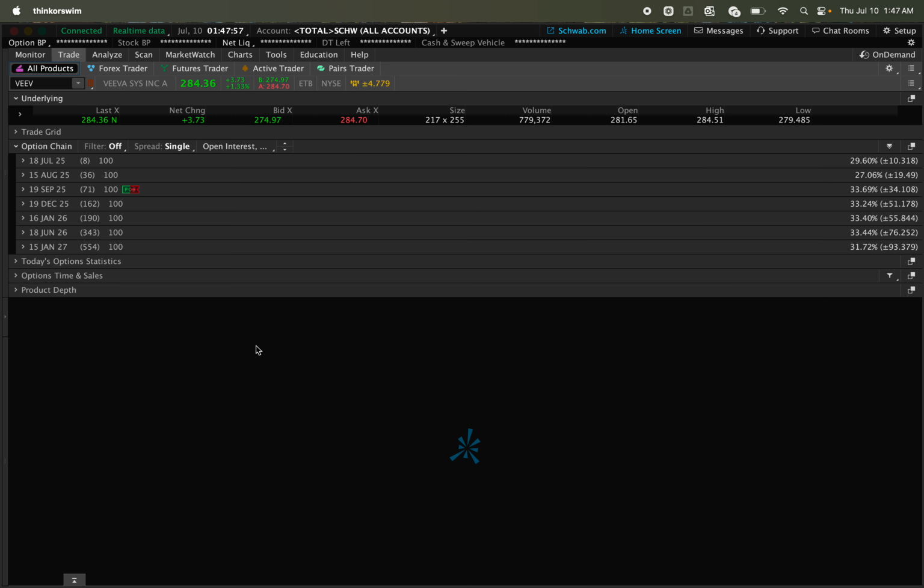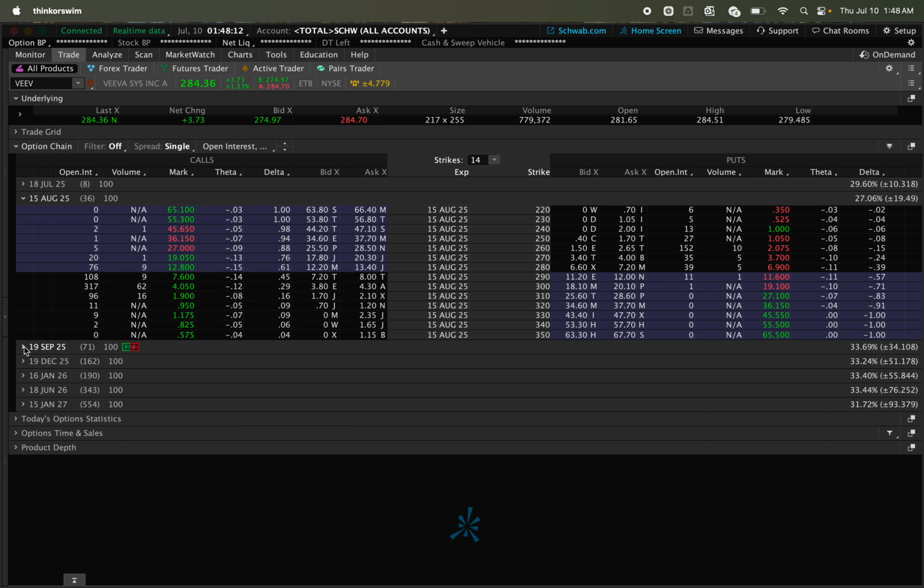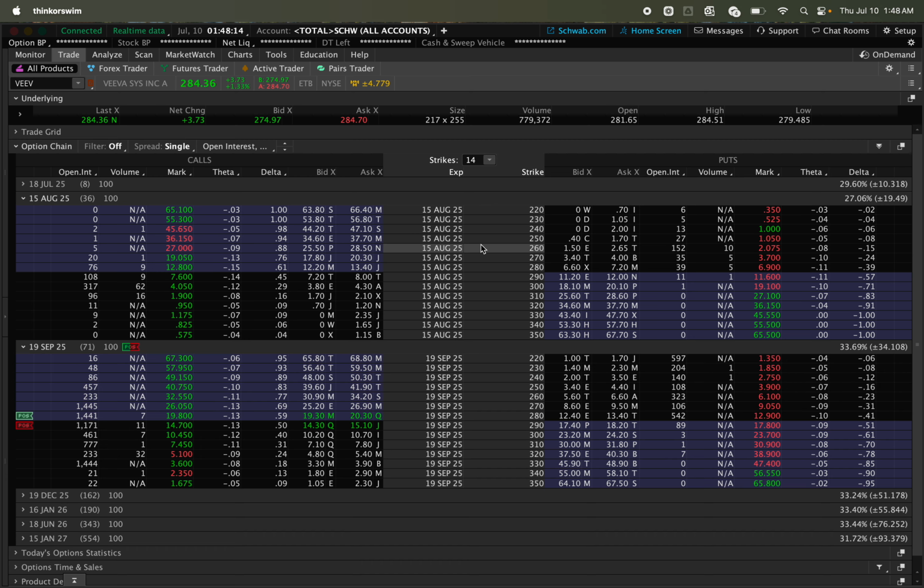I want to show you guys what I like. I like the September 19 series. You guys don't have to trade this. You can trade the August series if you want to find some cheaper contracts. Okay, what I did was I bought a vertical spread here. So I bought the 280 strike, sold the 290 strike, and I paid a premium of about 4.60.